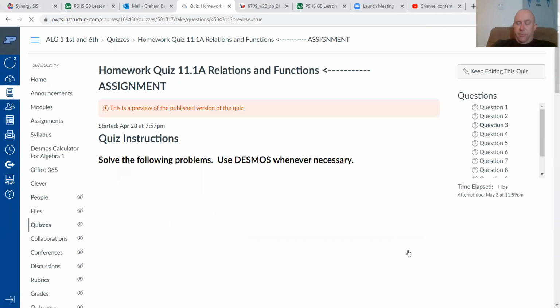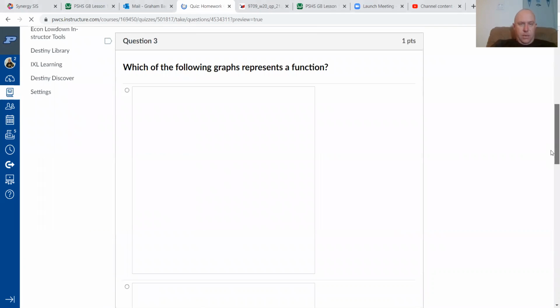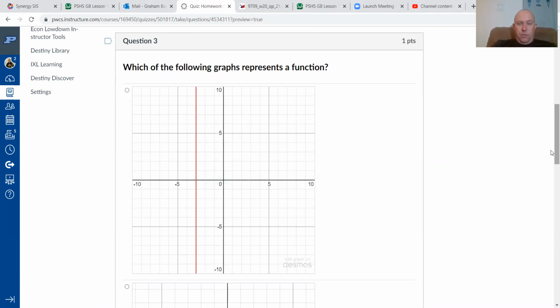A lot of this is just a different presentation. Is it a table? Is it coordinates? Is it a mapping? Is it a graph? So which of the following graphs represent a function? So this is going to be slightly different. This is one where we're going to use our vertical line test.